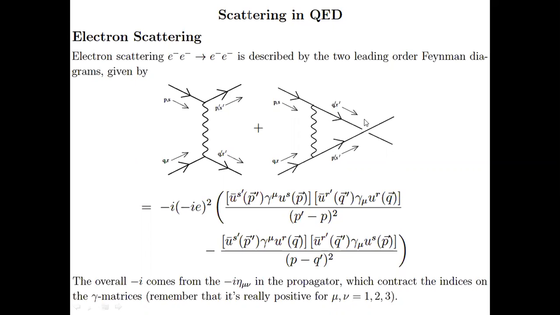So first we see electron scattering. In electron scattering, we see two electrons scattering off each other, exchanging a photon and giving us two electrons more, right? So this is electron-electron scattering. Again there are two Feynman diagrams. As you might see, there is a gamma mu factor here. This gamma mu factor comes from the vertices when a photon is interacting with a fermion, right?